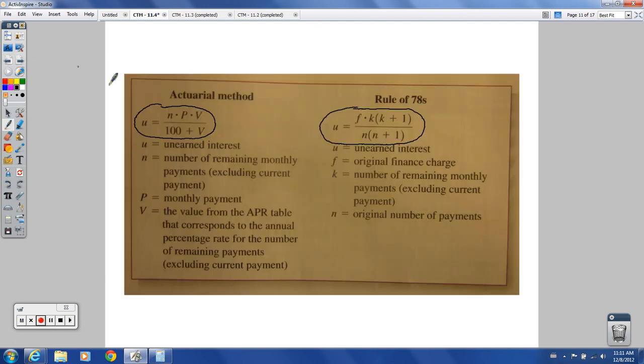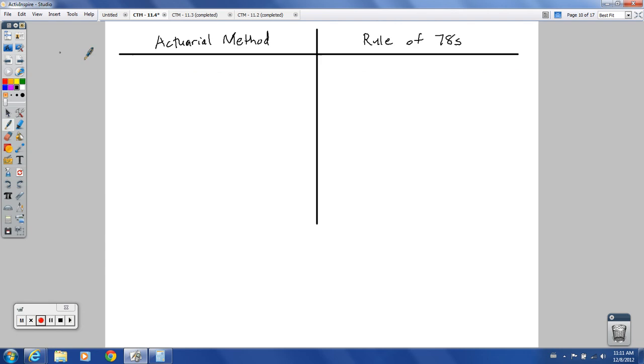So let's write down the equation though. U is standing for unearned interest. So it's the interest, in other words, interest you don't have to pay anymore because you made a payment early. You paid off the rest of the loan early. So U equals N times P times V over 100 plus V for the actuarial method. And then over here they have U equals F times K times K plus 1 over N times N plus 1.